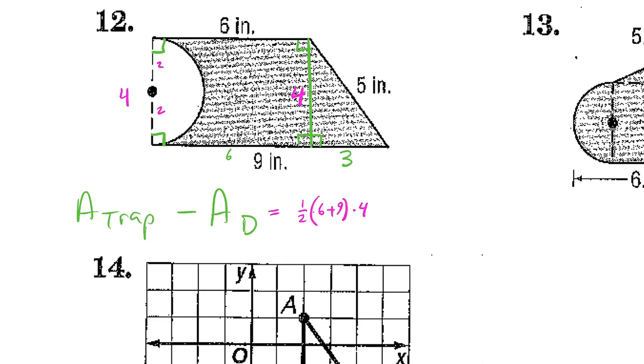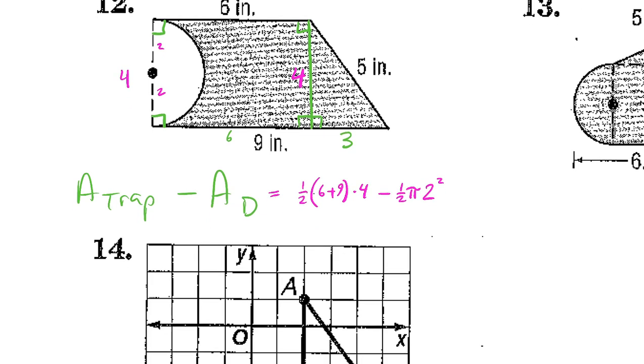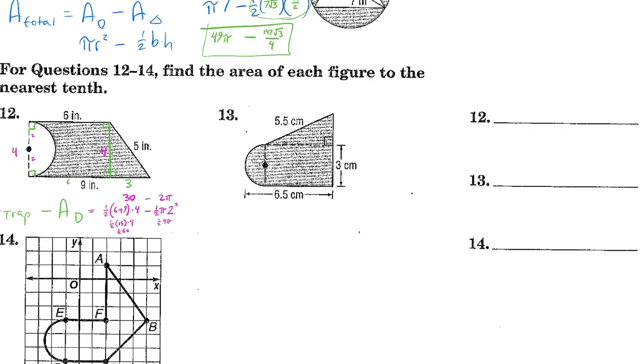So we have the area of a trapezoid, 1/2 times base 1 plus base 2 times height, minus half the area of a circle, or 1/2 pi radius squared. So we get 1/2 of 15 times 4. That's 1/2 of 60, or in other words, 30, minus 1/2 of 4 pi, or in other words, 2 pi. So this is 30 minus 2 pi.